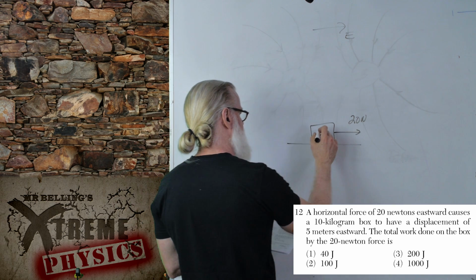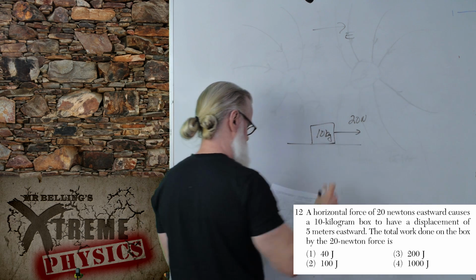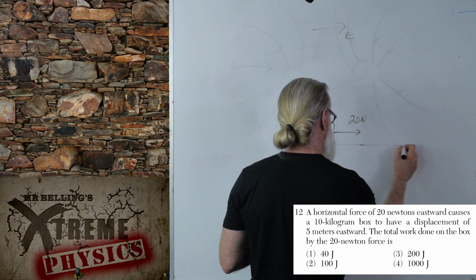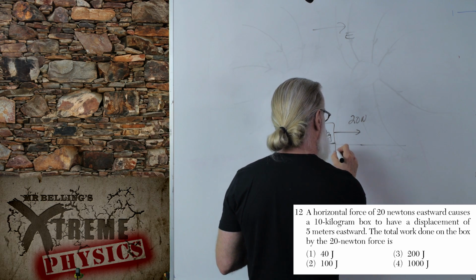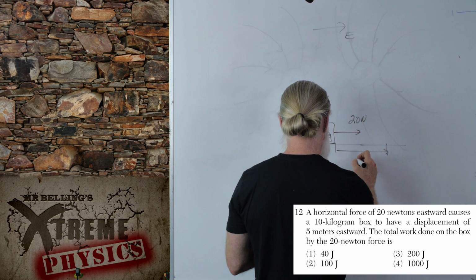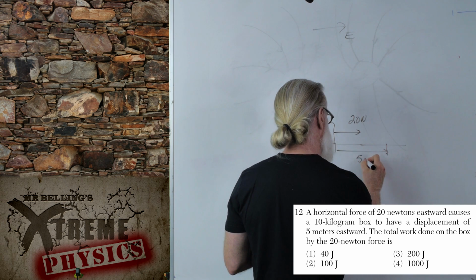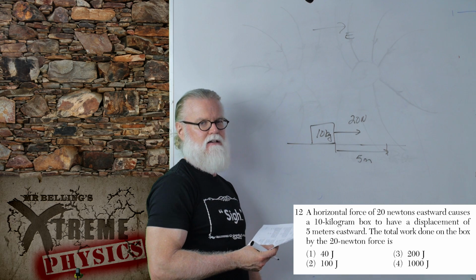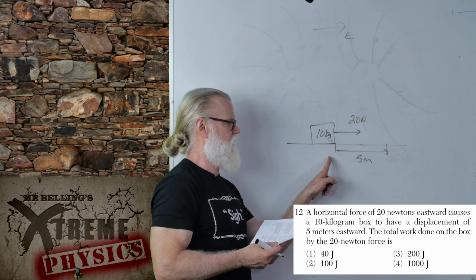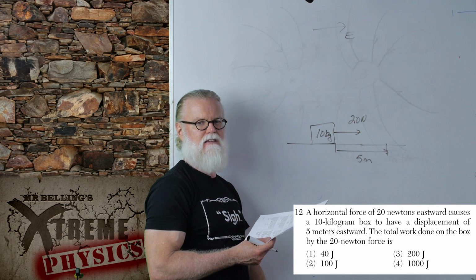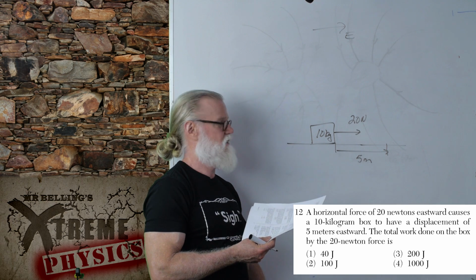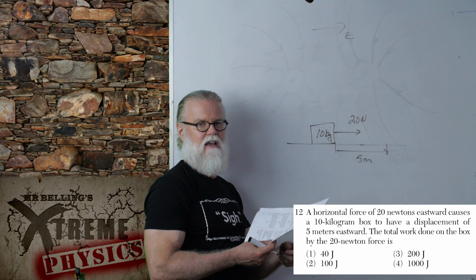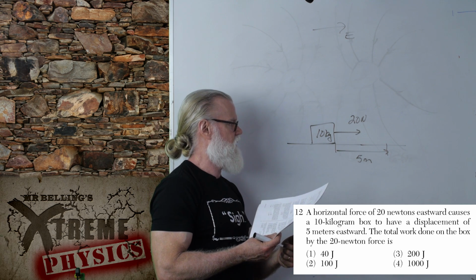Causes a 10 kilogram box to have a displacement of 5 meters. All right, so this thing's got to place. Remember, 5 meters. Why did I draw that as an arrow like that? Because that's a vector. Displacement is a vector. Started here, went there. That's my displacement vector. That's different than distance. This also travels a distance of 5 meters, but 5 meters doesn't take into account direction. This is displacement.